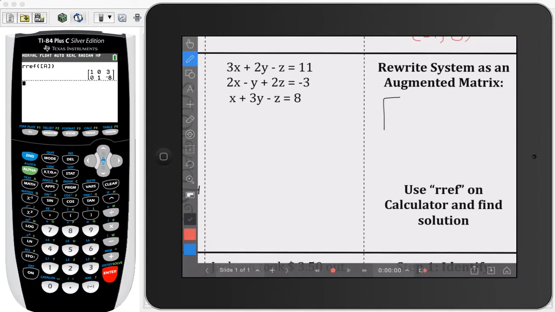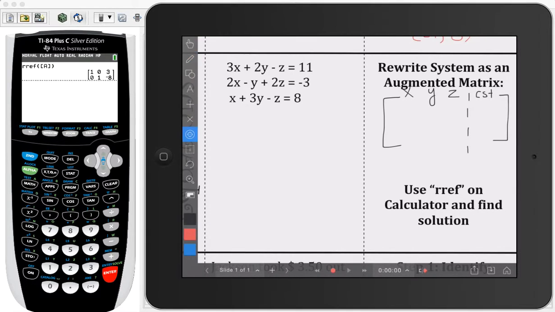Now, remember the first column will represent x, the second column will represent y. Since we have a third variable, z will be my third column, and then I will have the dotted vertical line representing the equal sign, and then I will have the constant.